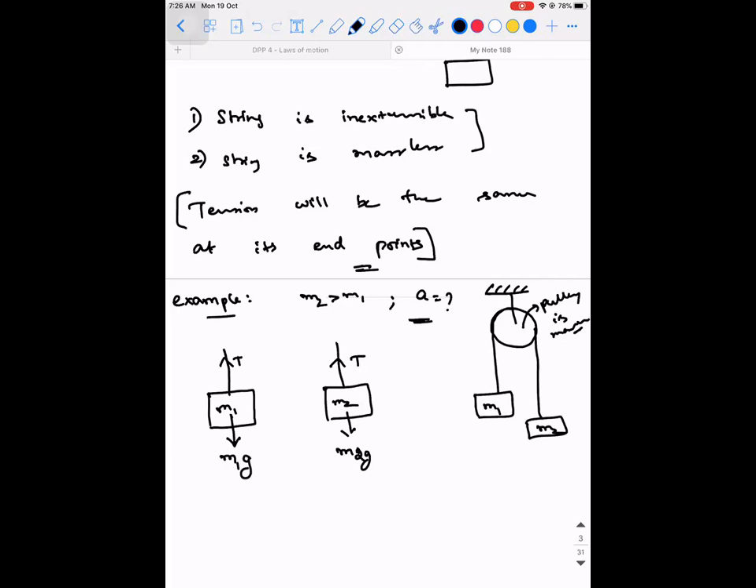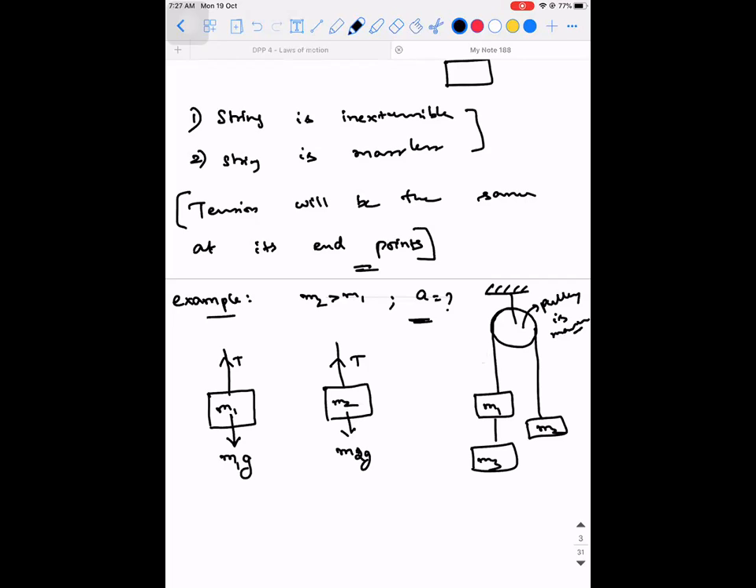Yes. Secondly, please make a note of this point. This is a problem-solving technique. The number of strings in the system will be equal to the number of tensions. Here, how many strings are there? There is only one string that is connecting two blocks. So there will only be one tension. Had there been another string, for example, if I extend this question like this, then with two strings, the tension in the first string might be T1 and here it might be T2.